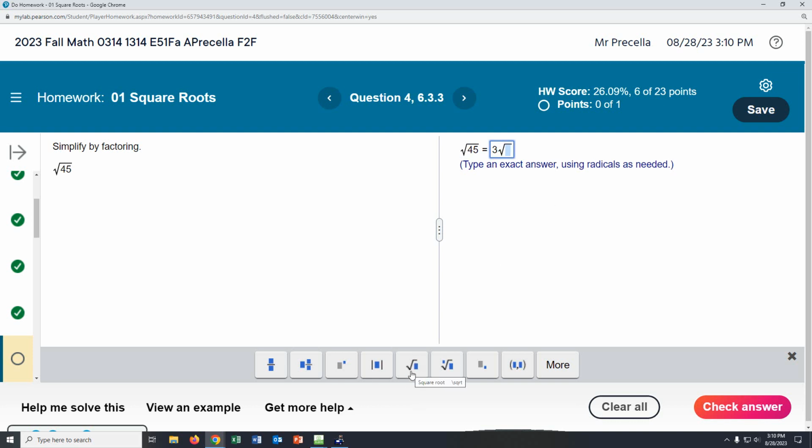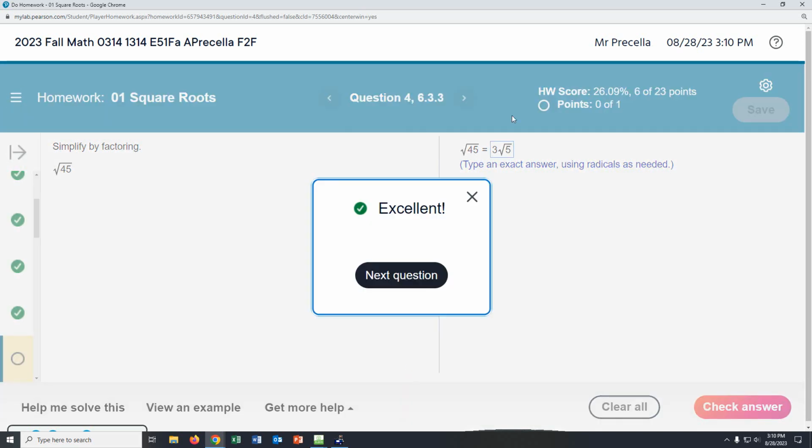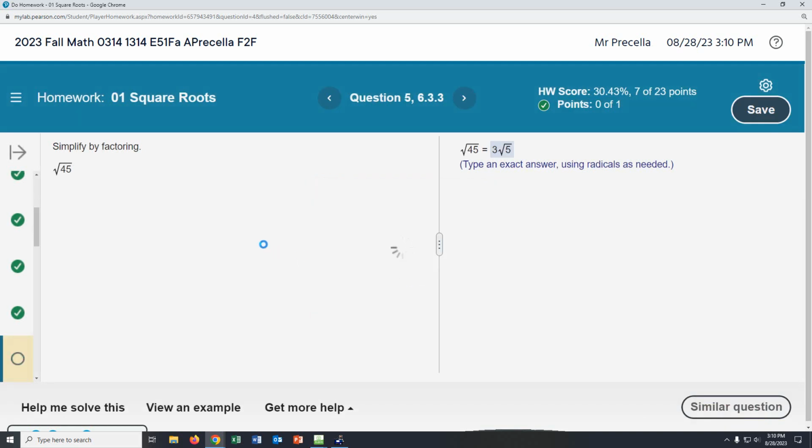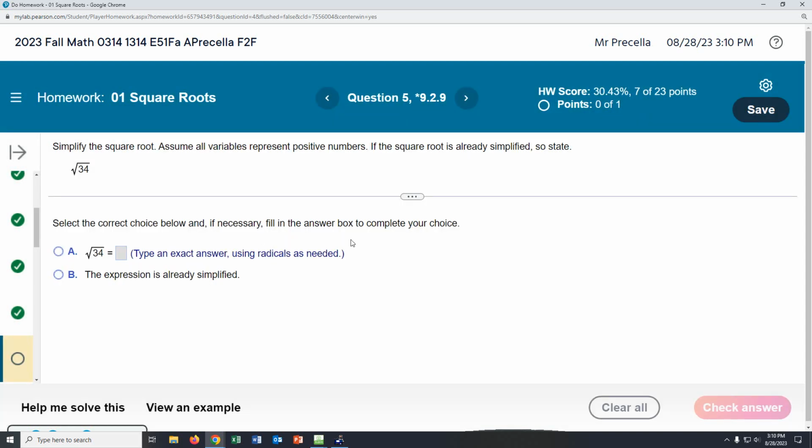Remember, I used that square root from the toolbar. There's my 5. Keep going. Any questions?